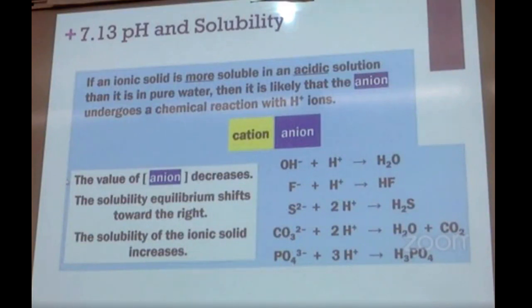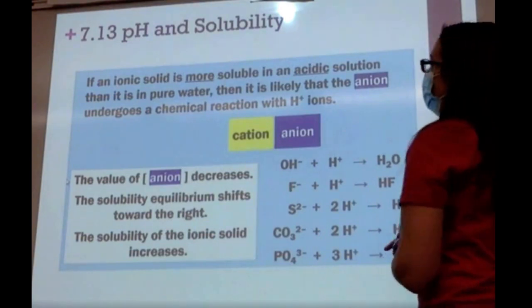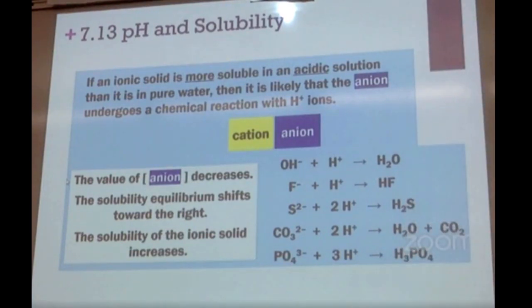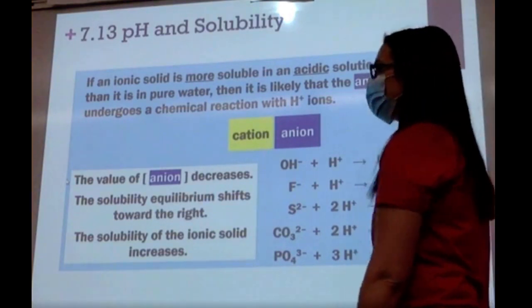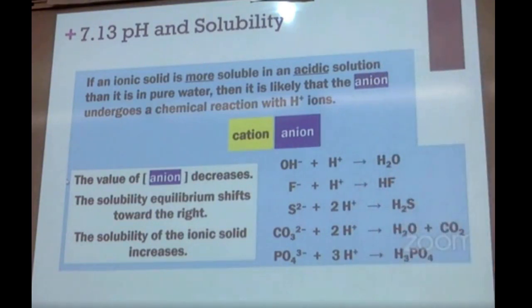Topic 13 goes along with solubility, and it looks at the pH with solubility. If an ionic solid is more soluble in an acidic solution, that means that its anion is a weak base. So if an ionic solid like calcium fluoride, CaF2, is more soluble in an acid, that is because F- is a weak base. Weak bases react with acids.